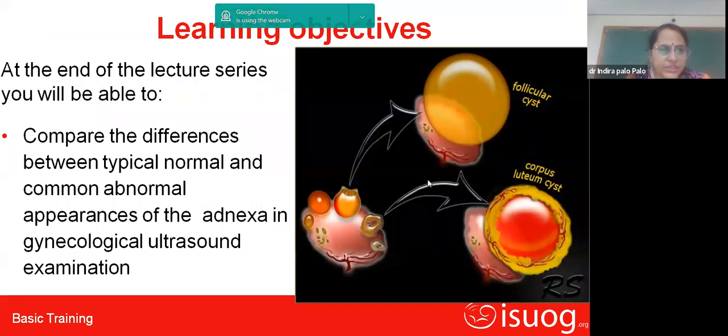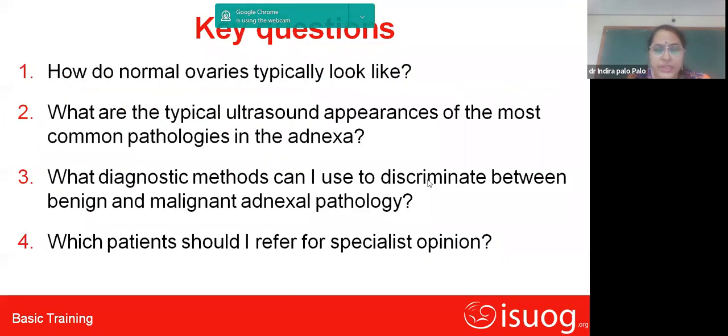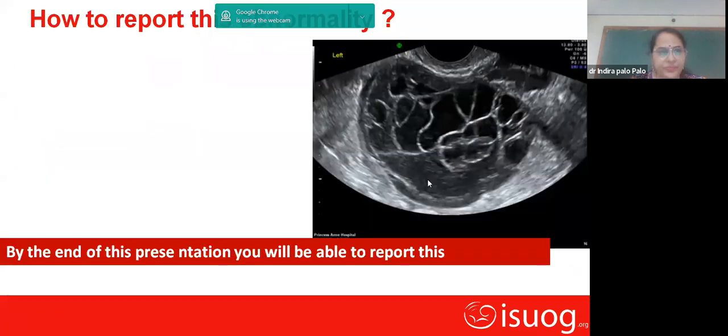At the end of this lecture series, you will be able to compare the differences between the typical normal and common abnormal appearance of the adnexa in a gynecological ultrasonogram examination. The key points we can discuss: how does a normal ovary typically look? What are the typical ultrasonogram appearances of the most common adnexal pathologies? What diagnostic methods can I use to discriminate between benign and malignant adnexal pathology? Which patient should I refer for a specialist opinion?